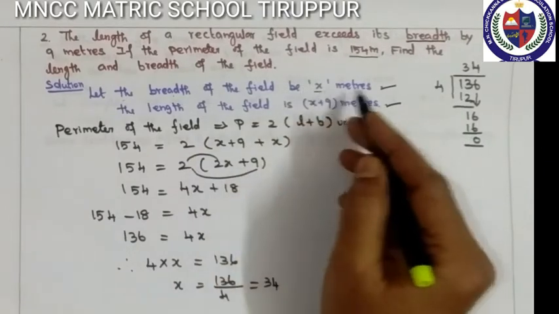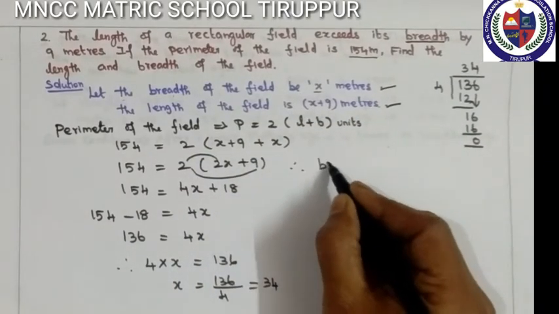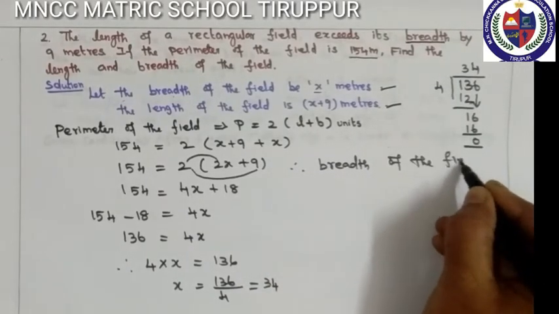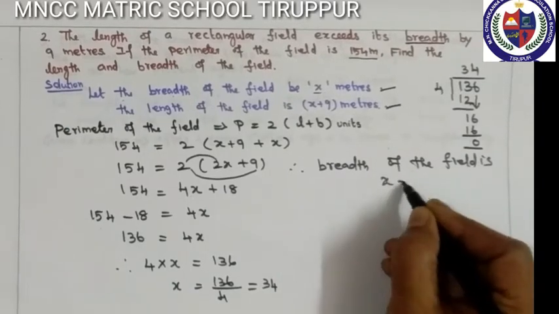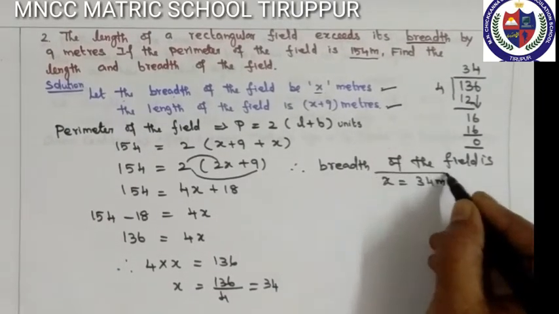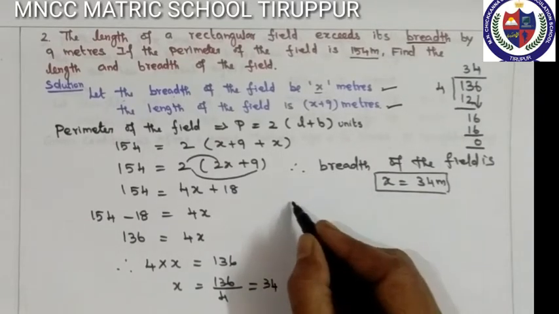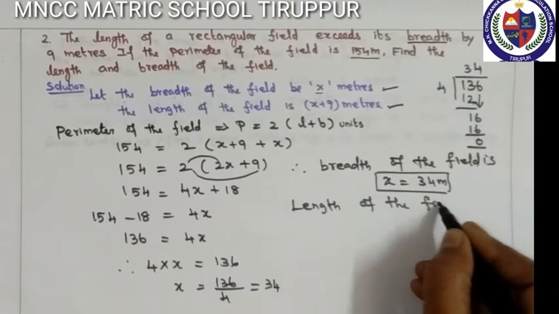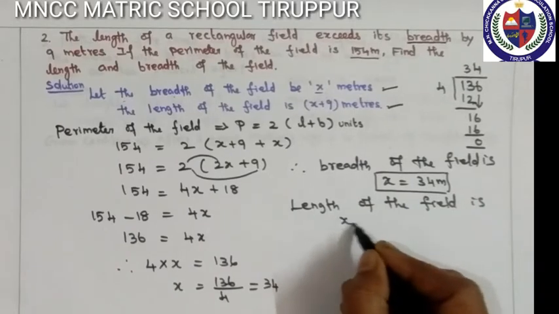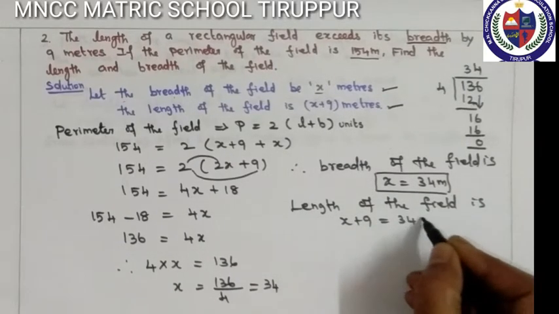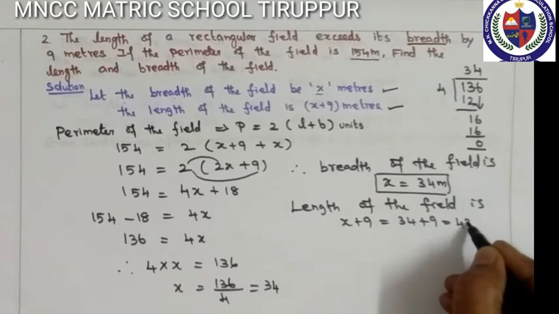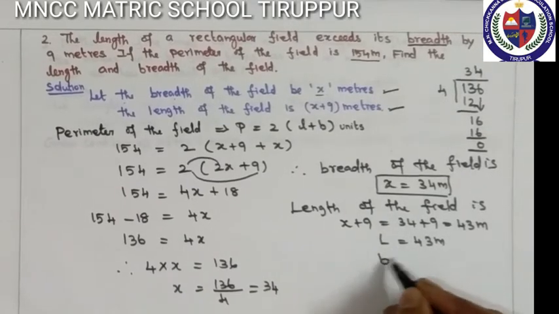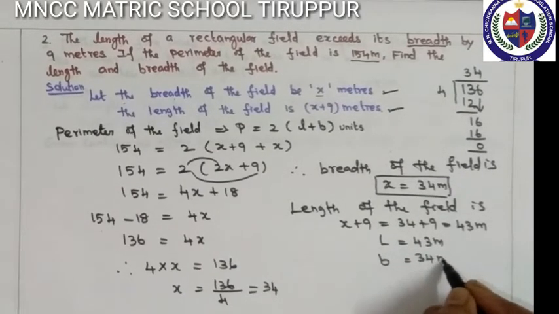What is x? Breadth of the field is x meters. Therefore, breadth of the field is x equals 34 meters. First answer. Next, length of the field is x plus 9, so 34 plus 9 gives 43 meters. So length equals 43 meters, breadth equals 34 meters. This is your answer.